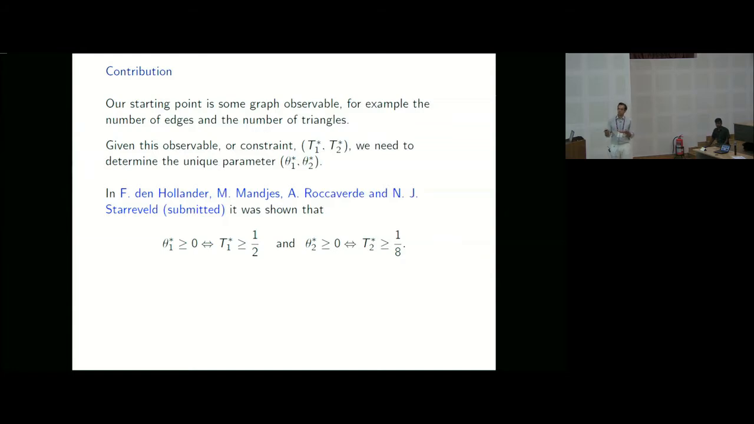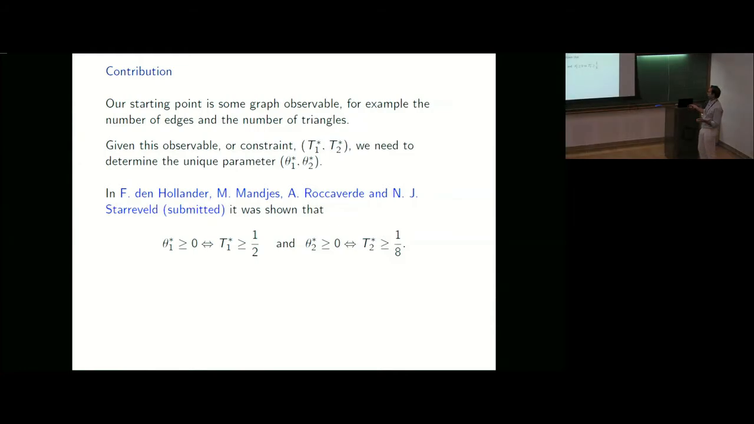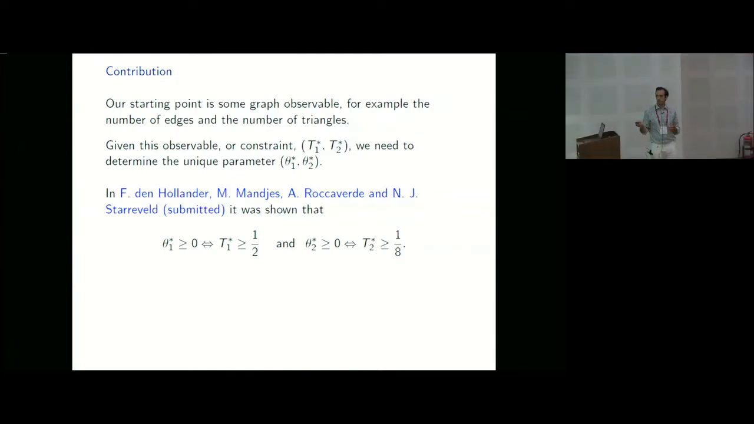And for even more general cases, not only for the edge triangle model, you have that theta 1 star is non-negative if and only if the edge density is larger than a half, and this triangle parameter theta 2 star is non-negative if and only if the constraint that you impose on the triangle density is larger than an eighth. And these are the Erdős-Rényi parameters with probability p a half. And this is what we use in order to prove this. And if you have also other constraints on subgraph counts, then this can be generalized a little bit more.